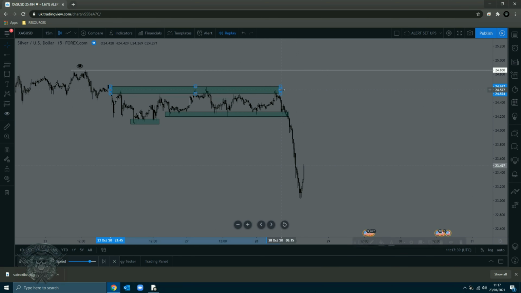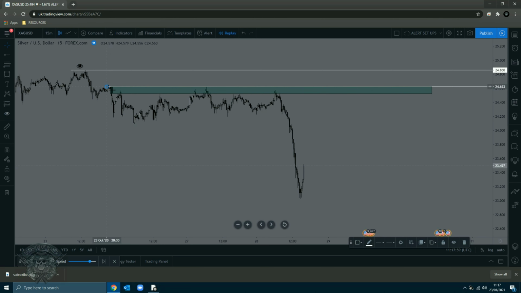Okay, now we've got this large level right here. So this is a level of interest now. Anyone who's gone short here is going to have stop losses above the market here, and you're also going to have some stops sitting here. So these are quite strong areas of interest if you're looking for targets.